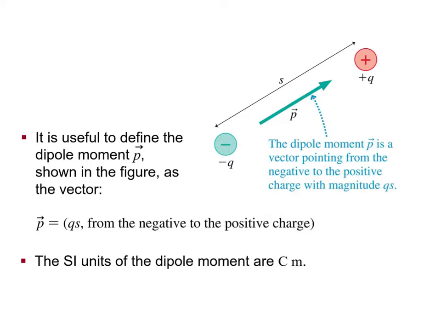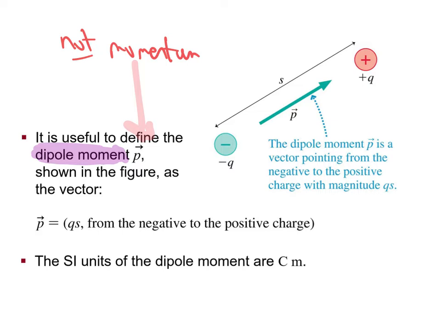We end up defining something called the dipole moment, which we represent quite badly with P. This is not momentum. It is an unfortunate choice. There are many unfortunate choices in physics notation. This is one of them.